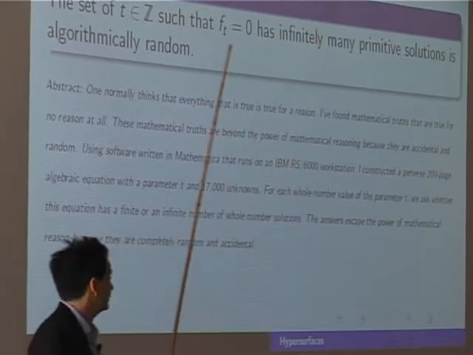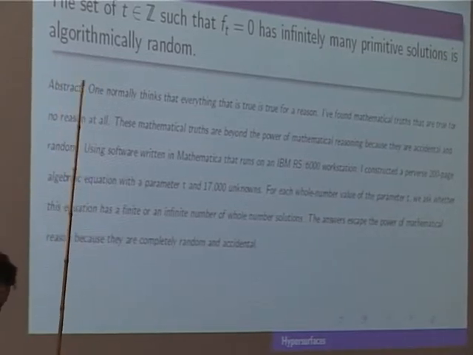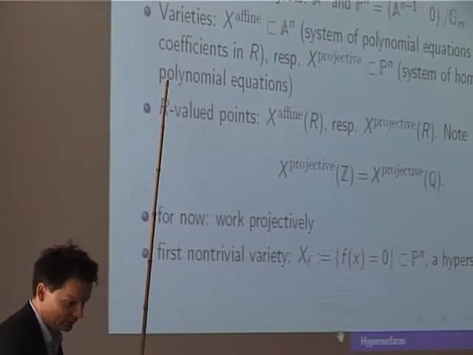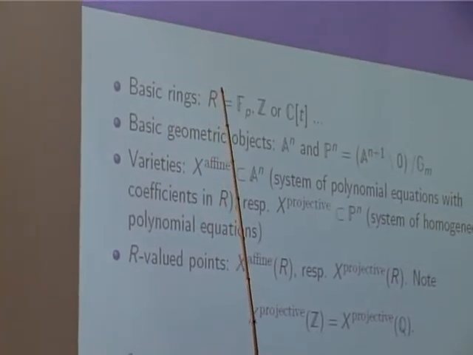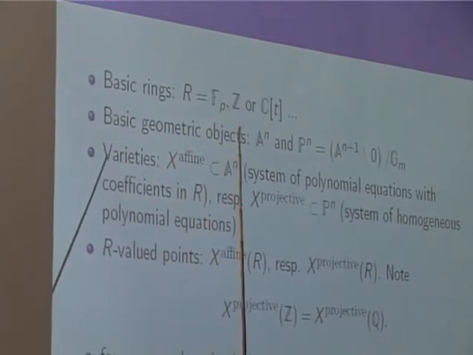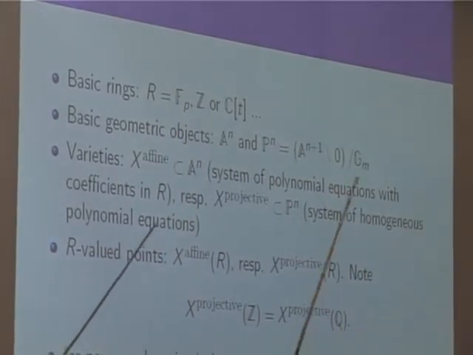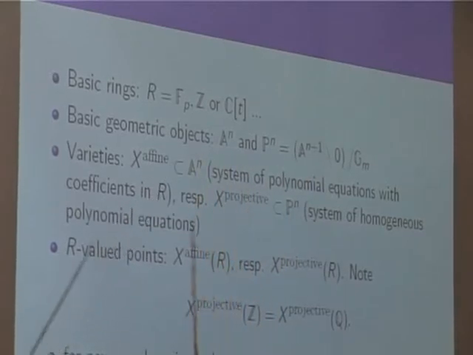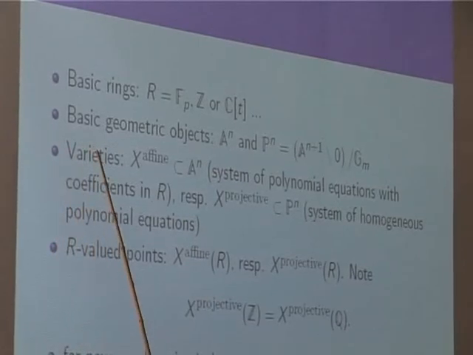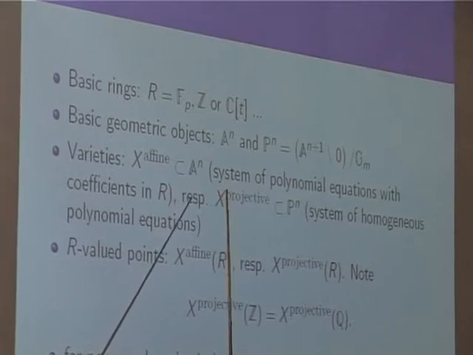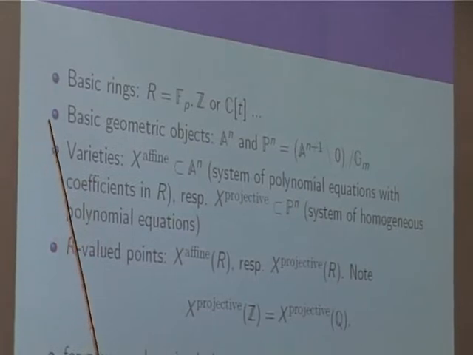All right. Doesn't look like a precise mathematical statement, but that's how it is. So what's the setup? We have some basic rings we're interested in, and of course there's a whole zoo of rings, as we have seen, but of interest are finite fields, the ring of integers Z, or just the ring C[t]. And our basic geometric objects we start out with are the affine space or the projective space, affine space minus 0 divided by G_m, the multiplicative group.